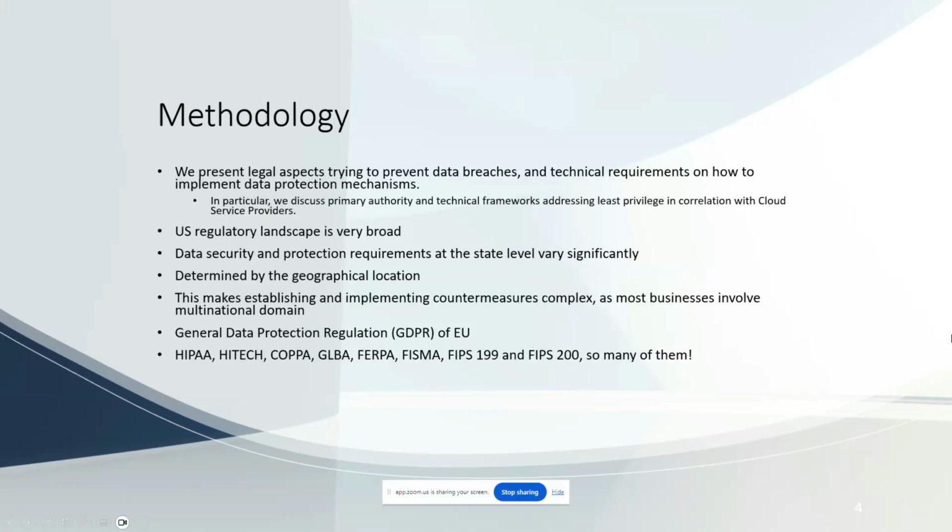And in the United States, the regulatory landscape is very broad. Data security and protection requirements differ by state significantly. For example, with data breach notification laws, there is no uniform regulation. Although data breach laws exist in all 50 states, some of the most restrictive ones are in California, under the California Consumer Privacy Act, and also in Virginia under the Virginia Consumer Data Protection Act.